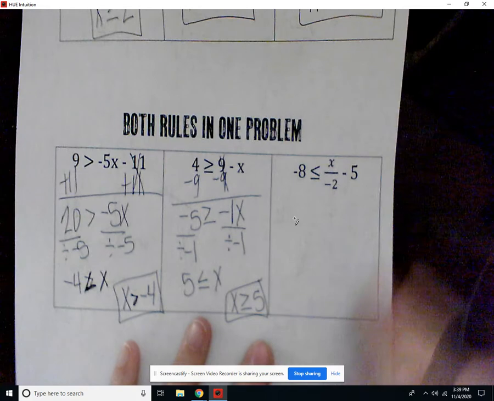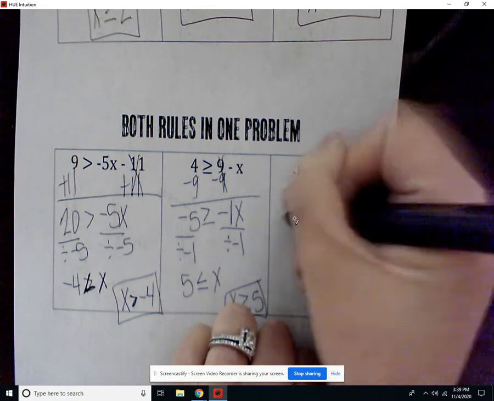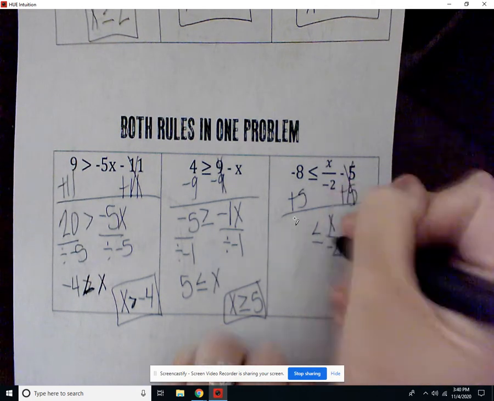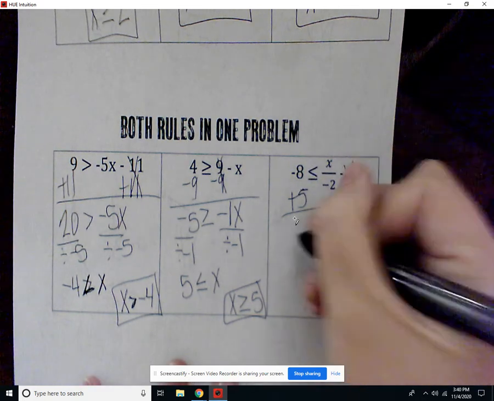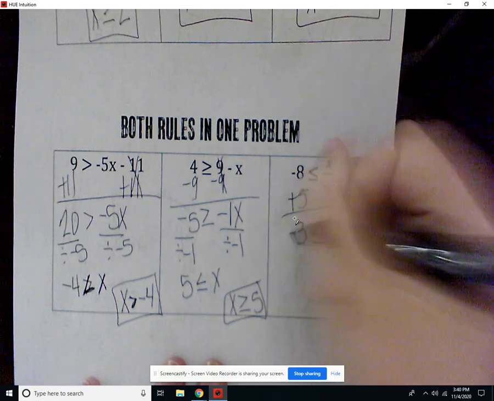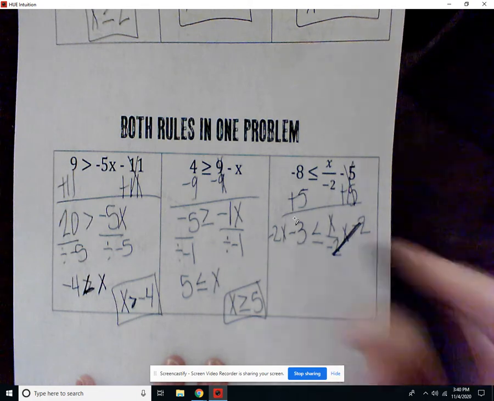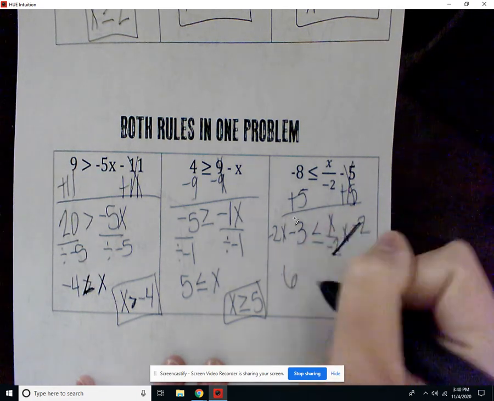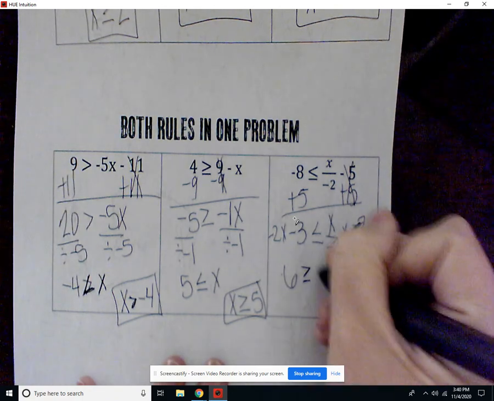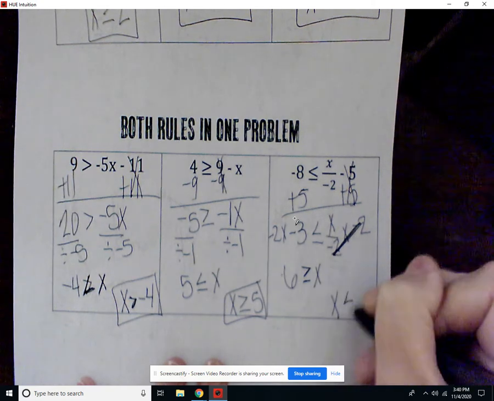And then our last one, so we can cover up our x. Opposite of minus 5 is plus 5. 5s will cancel. We're left with x over negative 2 and our arrow. Negative 8 plus 5 is negative 3. This is division, so to get rid of it, we're going to multiply by negative 2. 2s cancel. Negative 3 times negative 2 is positive 6. Since we multiplied by a negative, our arrow will flip direction. Then we're going to rewrite it with x on the left, so we have x less than or equal to 6.